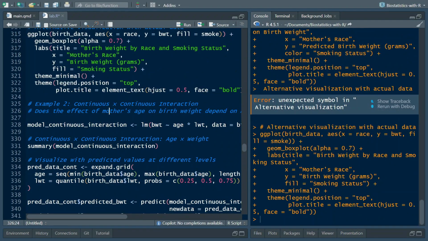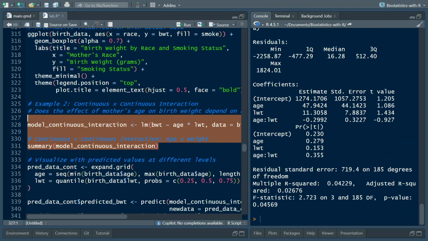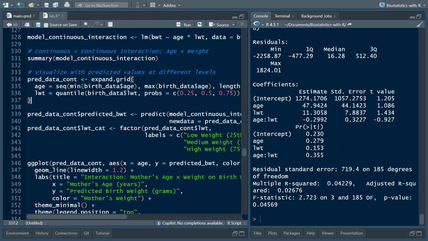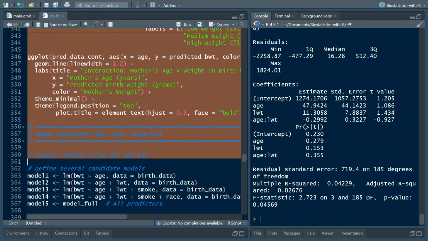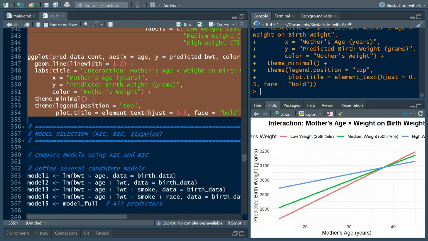We also have another example, which is a continuous and continuous interaction, between age and LWT, mother's weight. I'm going to run these two also. Looking at the interaction, you can see there is no significance. The interaction is not significant. This is the same thing we did in the previous example. We're just going to run the whole of this code to visualize it. Let's see what we have here. Though we can see some interaction because the lines are not parallel, this particular interaction is not actually significant by the time we look at the test statistics, the p-value we got earlier on.